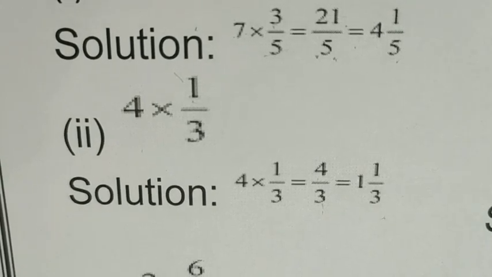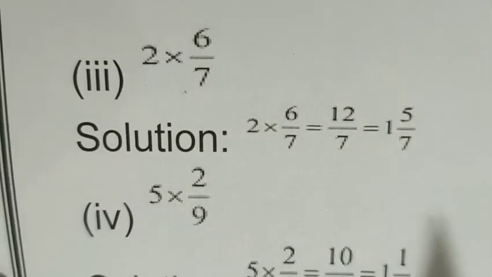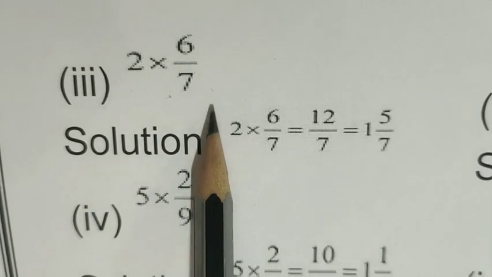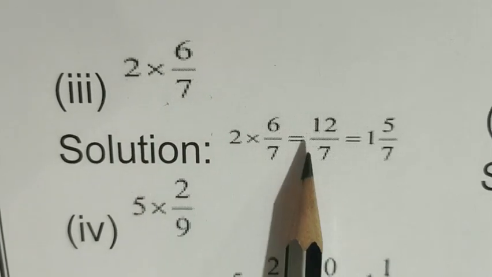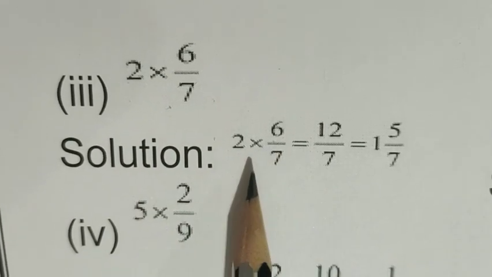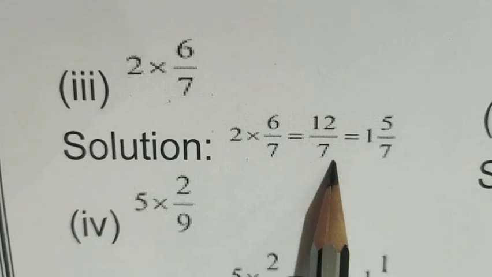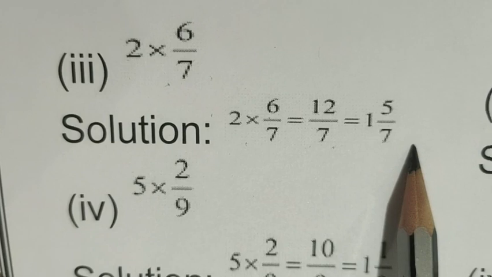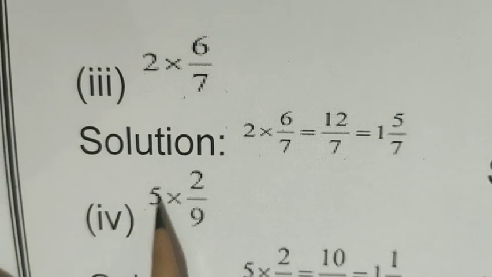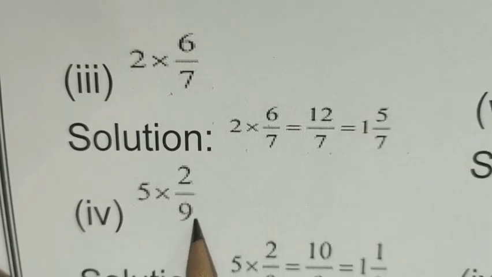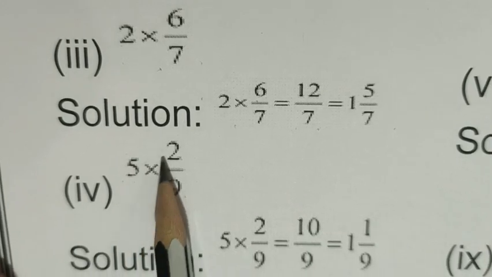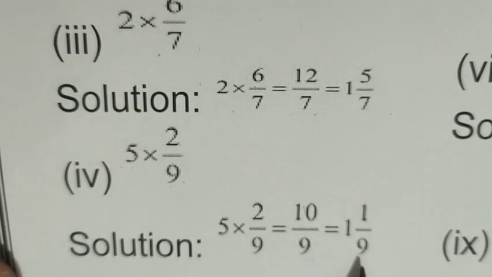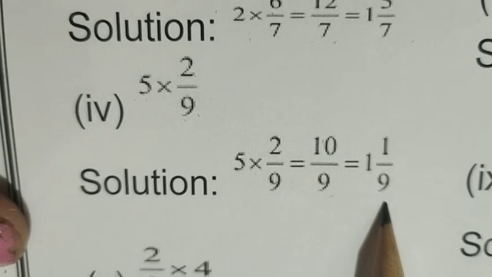2 into 6 by 7. Third question, 2 into 6 by 7, that means 2 is multiplied with the 6 numerator, then denominator is same, that is 12 by 7, again 1 integer 5 by 7. I think now you got the point. We have to multiply the whole number with the numerator, then the denominator we have to keep the same. So 5 into 2 by 9 means 10 by 9, which is equal to 1 integer 1 by 9.